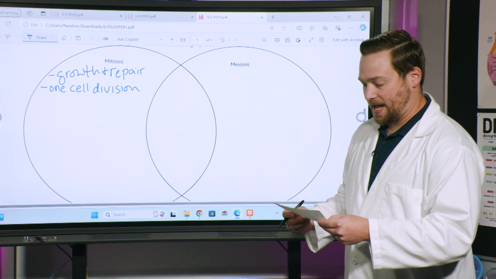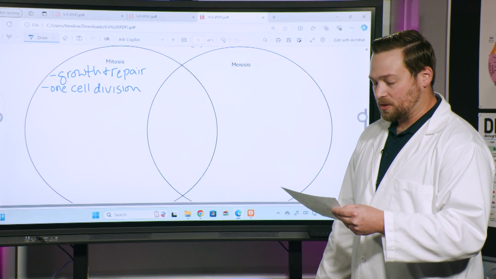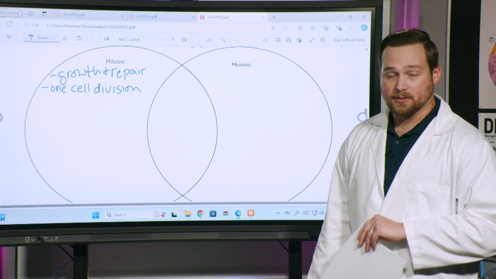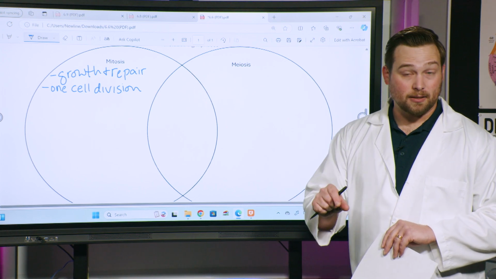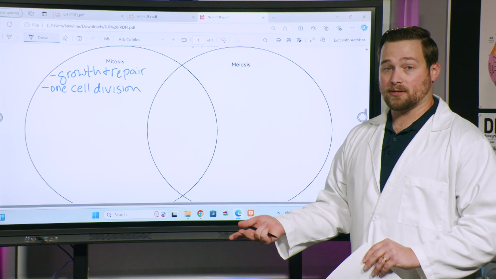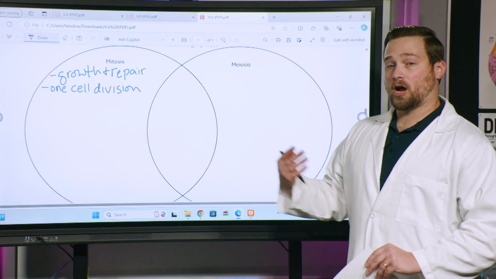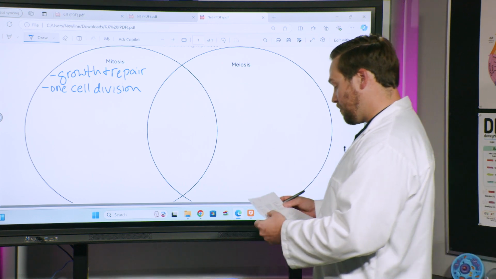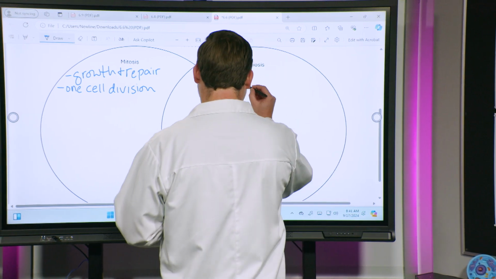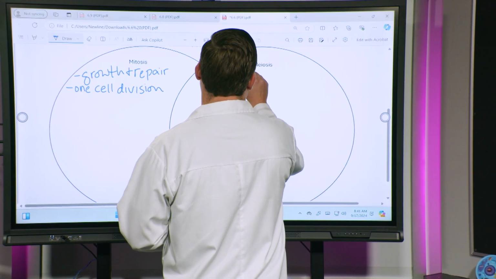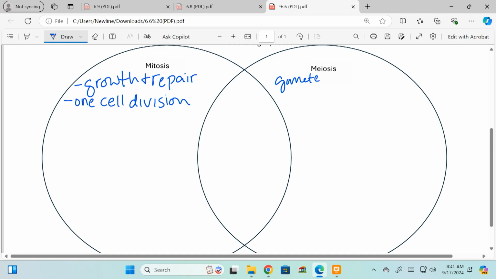The next one says, each gamete has a unique combination of genes. The key word there is unique. So the daughter cells that we're producing are going to be different from one another. Is that describing mitosis or meiosis? Well, meiosis is going to be a unique combination. Okay, so gamete, unique combination. Great. All right, let's do the next one.